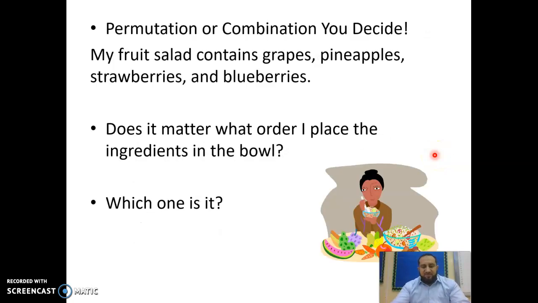Okay, so let's have a few examples. With the help of these examples, we will try to understand the concept. Here, it's a permutation or combination, you can decide. My fruit salad contains grapes, pineapples, strawberries, and blueberries. Does it matter what order I place the ingredients in the bowl? And which one is it? What do you think?